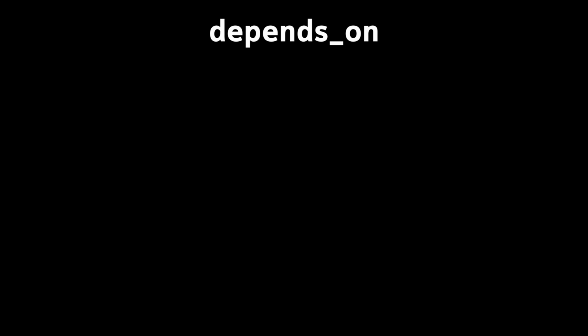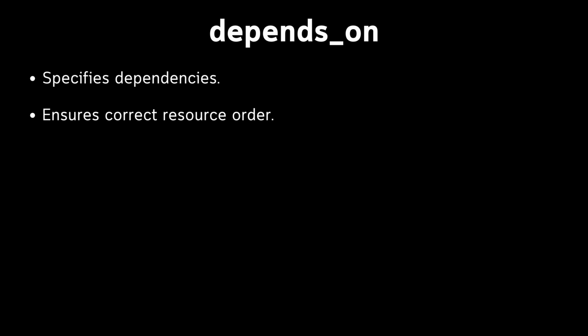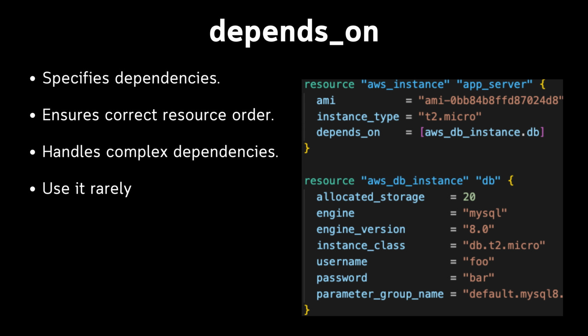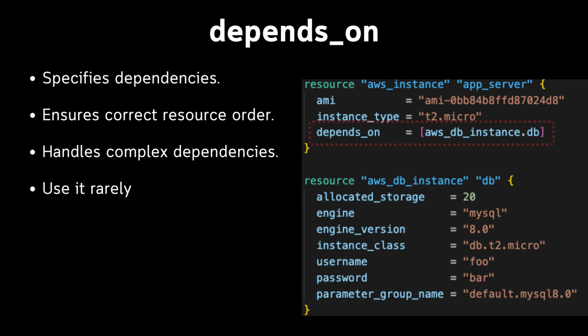The depends on meta argument allows you to explicitly specify dependencies between the resources. This ensures that the resources are created in the correct order, which is especially useful for handling complex dependencies that Terraform may not automatically detect. You should only use this when you have to, as Terraform takes care of the dependencies very well for the most part. In this example we are using depends on, and we are making sure that our database instance is created before our app server. You'll see that in action when we do the demo.